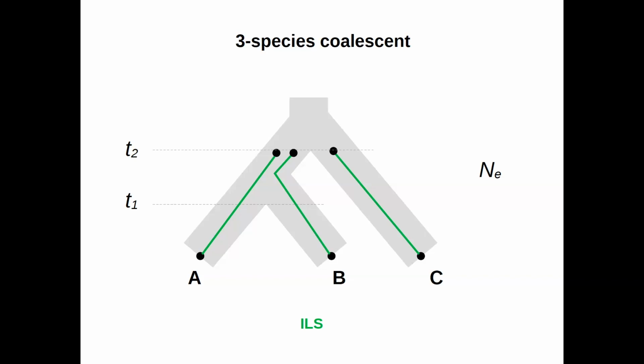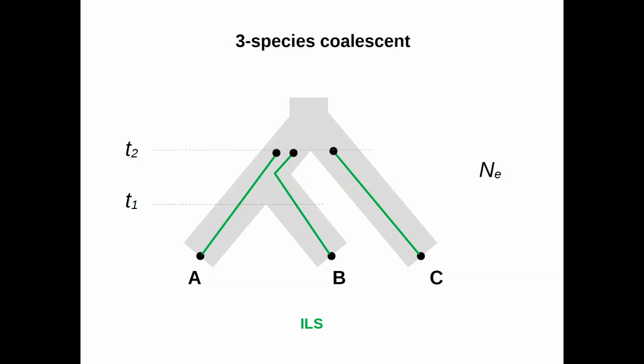So incomplete lineage sorting means that the polymorphism that existed between A and B in the ancestral ABC population is still alive in the ancestral AB population and can be distributed to the descending A and B lineages. So what we have now is that the three lineages, A, B, and C, will start to coalesce together, if you want, in the ancestral population.